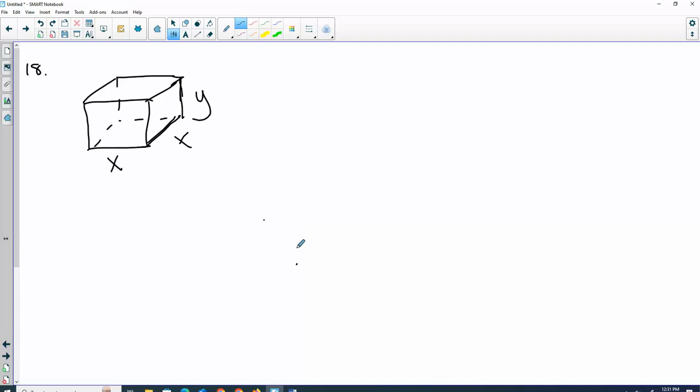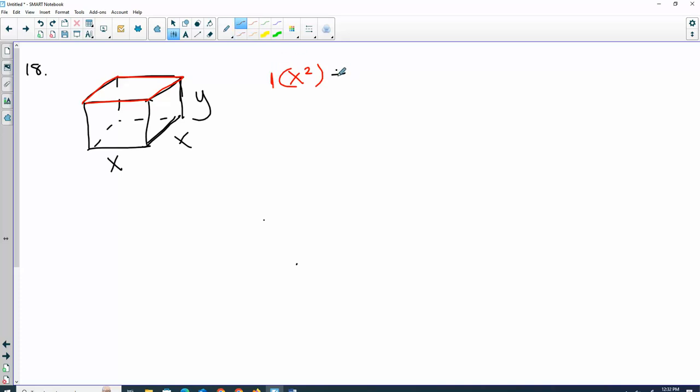The material for the top and the four sides costs $1 per square foot. Square foot tells me area. So for the top, what's the area of the top of this box? X squared. And how much do we pay for that? $1 per square foot.